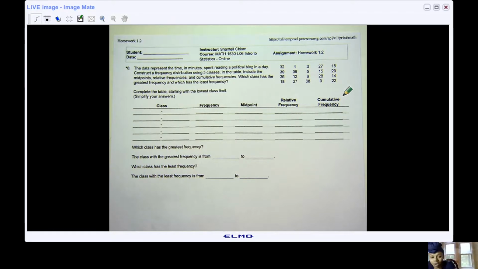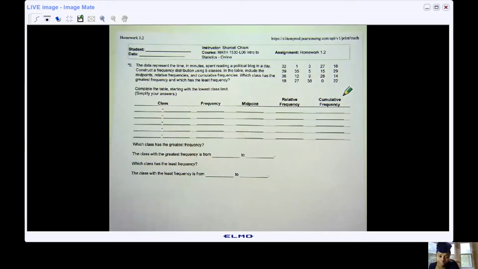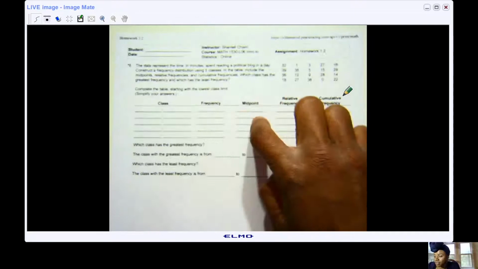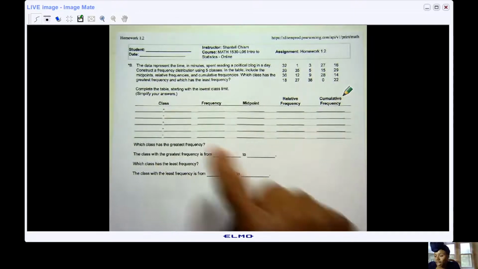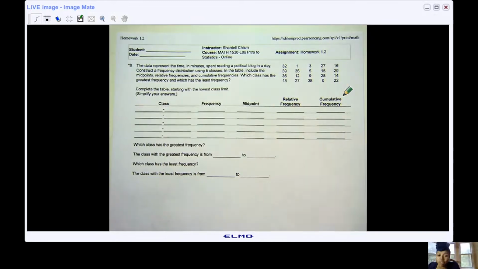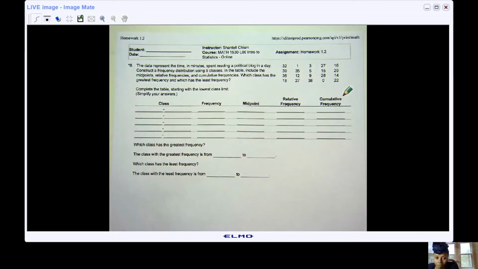So the main thing with this problem is going to be ensuring that we set up our classes correctly. I cannot explain to you how important that is, because if your classes are wrong, that's going to affect every answer after that. The frequency would be wrong, the midpoint would be wrong, the relative frequency, everything would be wrong. So it's imperative that you set the classes up correctly.